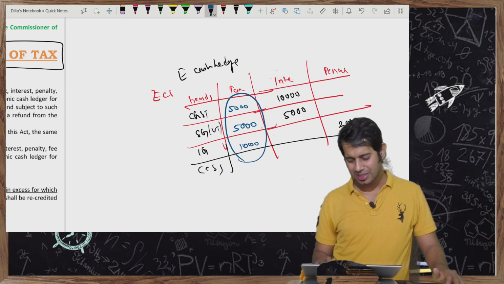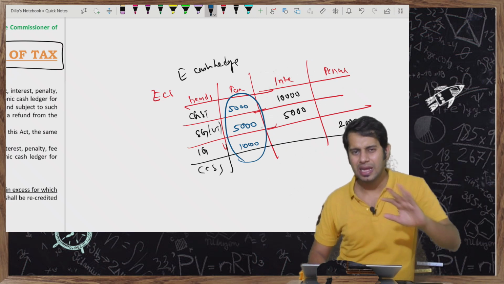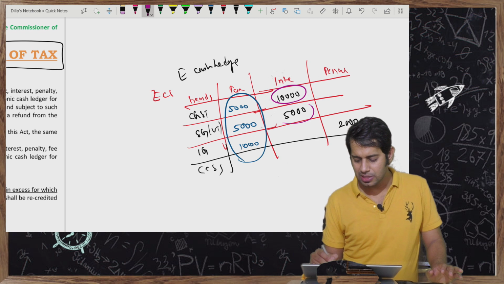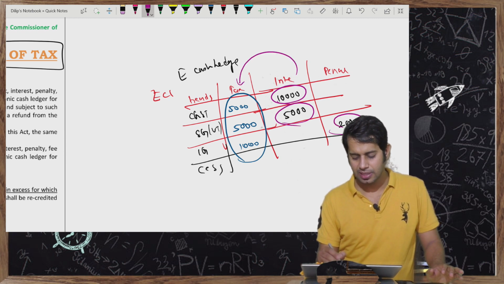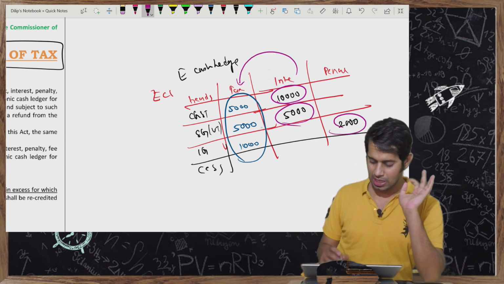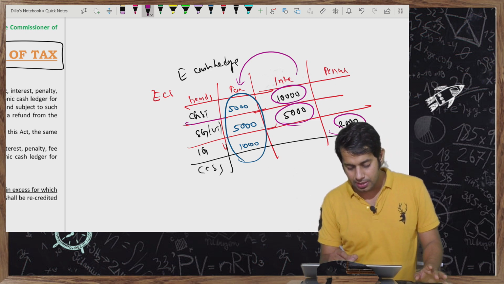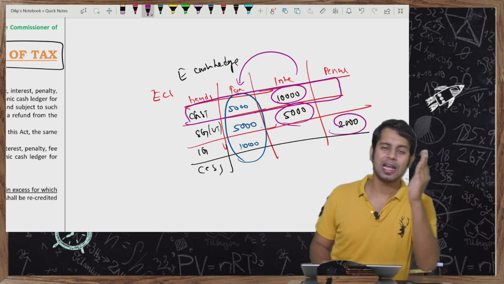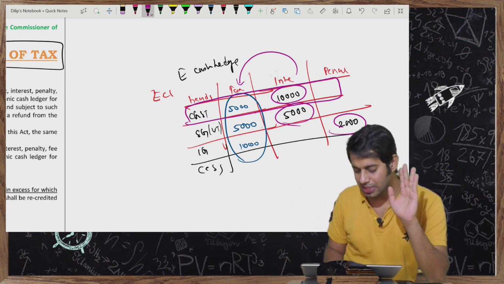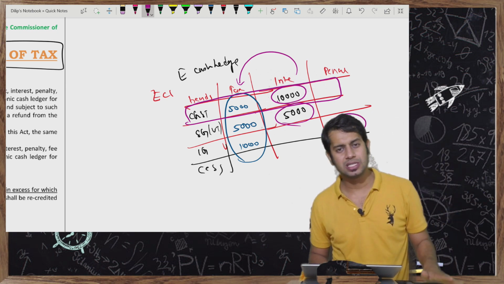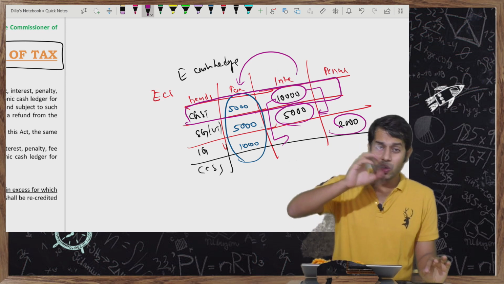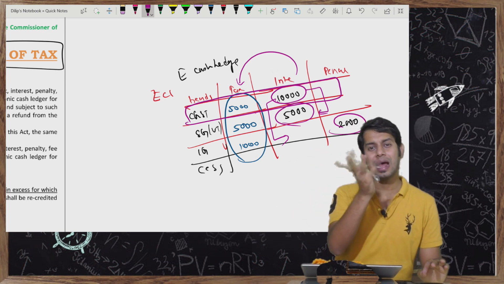Now what they are telling is, instead of depositing the money again, you already have some balance in your account, no? Transfer this balance. You can transfer from the same heads, meaning from CGST interest you can transfer to CGST tax, from CGST interest you can transfer to CGST penalty, and you can also transfer from CGST to SGST or CGST to IGST. Both inter-head and intra-head are possible.